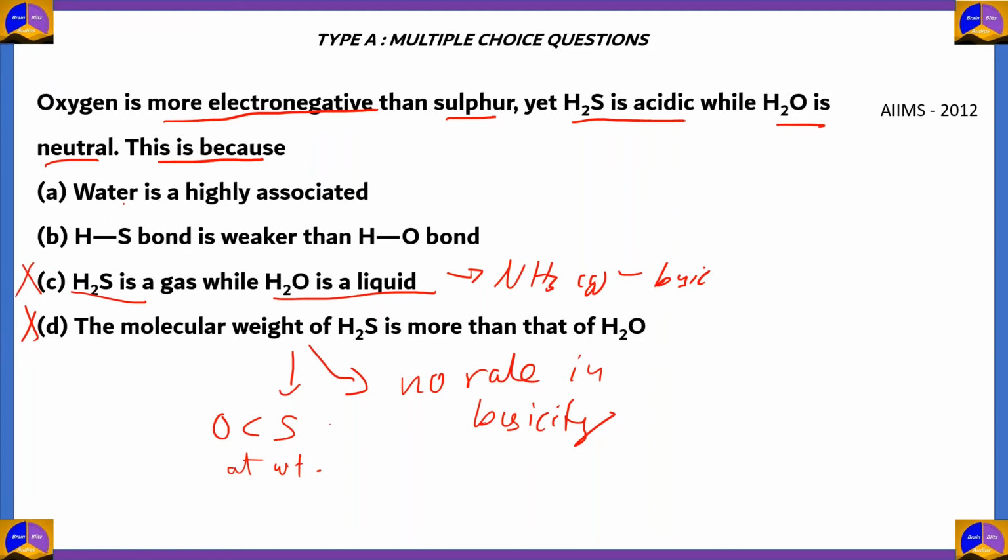What about option A? Water is highly associated. Well, water is highly associated because the oxygen tries to take more of the electrons from the hydrogen. So that means this happens due to electronegativity.